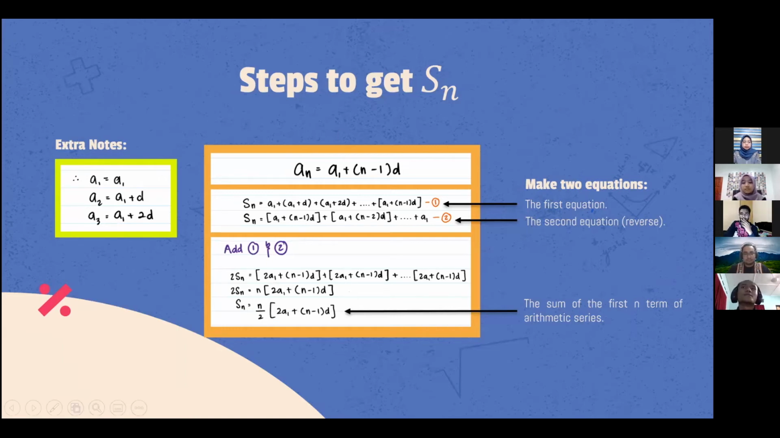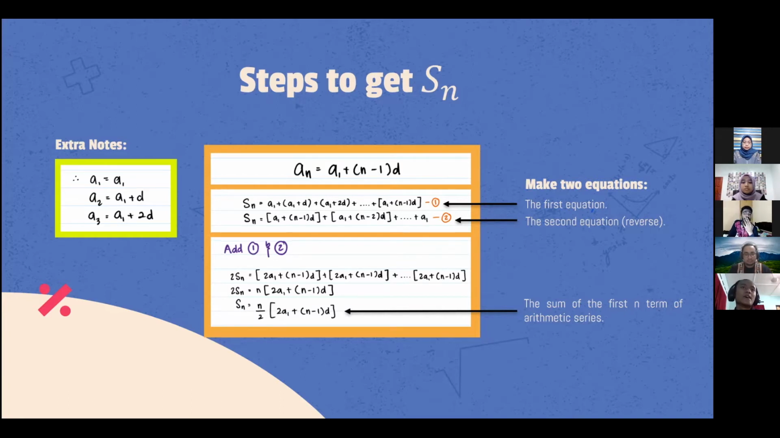We use the same general formula. Sn equals A1 plus (A1 plus d) plus (A1 plus 2d) plus etc., up to (A1 plus (n minus 1)d). This is the first equation. The second equation is Sn equals (A1 plus (n minus 1)d) plus (A1 plus (n minus 2)d) plus etc. up to A1. So these are the two equations for the first step.